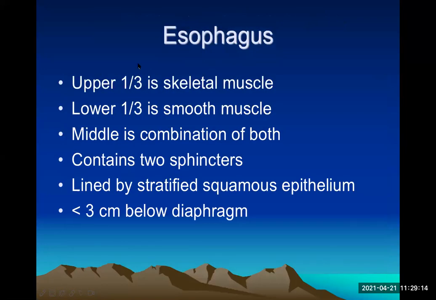Now, regarding the structure of the esophagus, this is very interesting fact here. See this? Upper 1/3 is made up of skeletal muscle. Lower 1/3 is made up of smooth muscle, and middle 1/3 is a combination of both skeletal as well as smooth muscle. Now, tell me, what is the nerve supply of skeletal and smooth muscle? Yes, what is the nerve supply?